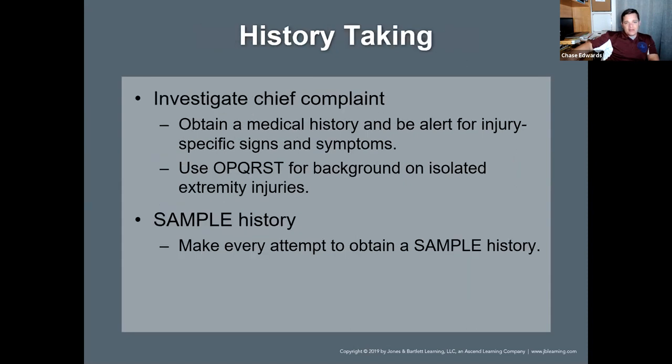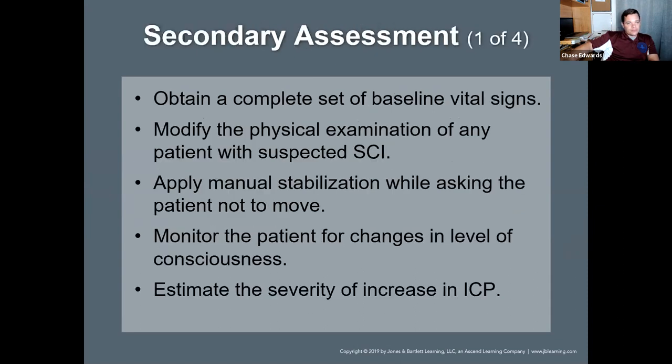So the type of history taken, same thing we always do. So chief complaint, OPQRST, SAMPLE history. Secondary, just like we always do.